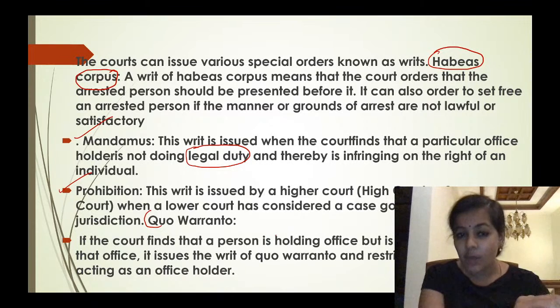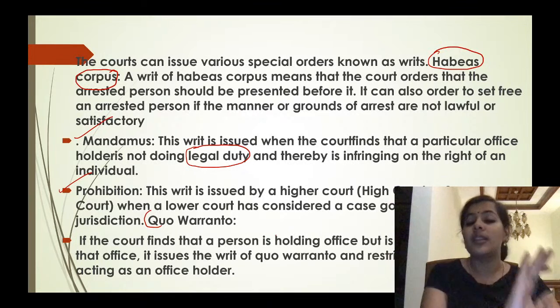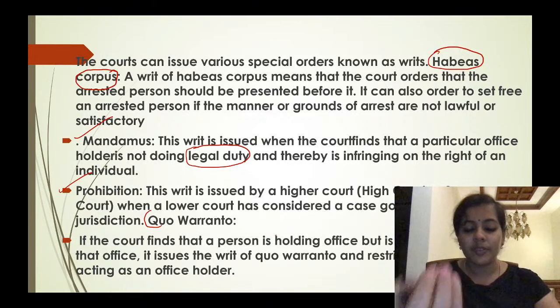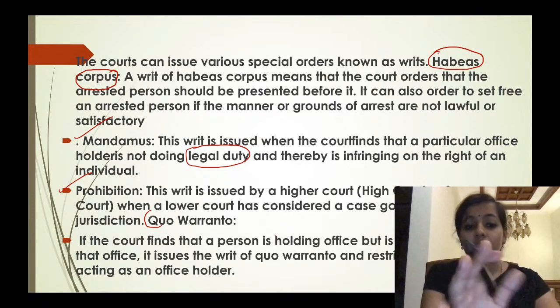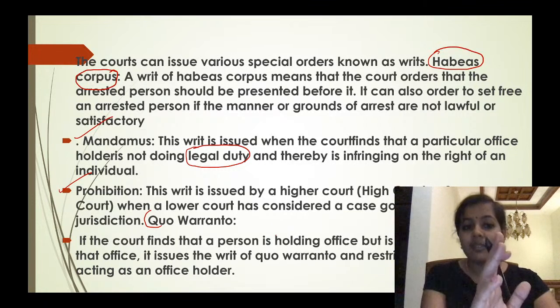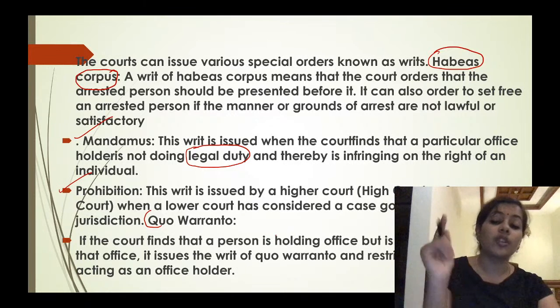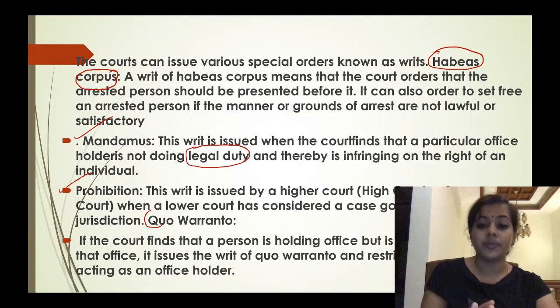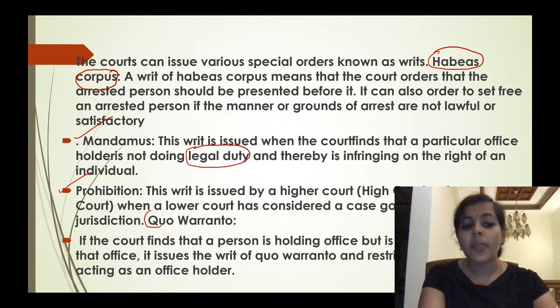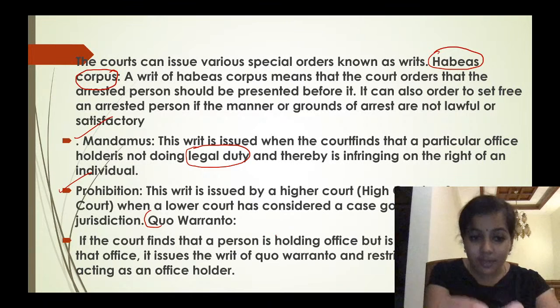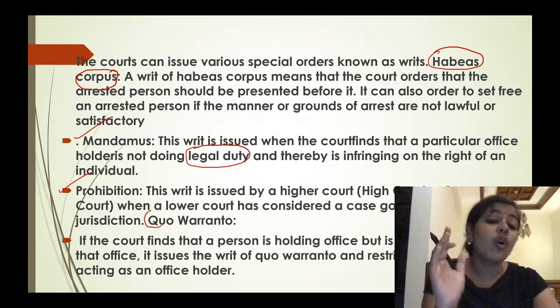So first we discussed habeas corpus. Habeas corpus means if you arrest a person, you have to present them before the court. Mandamus: if you are not doing a legal duty, the court can ask you. Then prohibition means a higher court is issuing to the lower court, not from the lower court to the higher court. And quo warranto means a person is holding an office but is not entitled to hold that office. It is known as quo warranto.